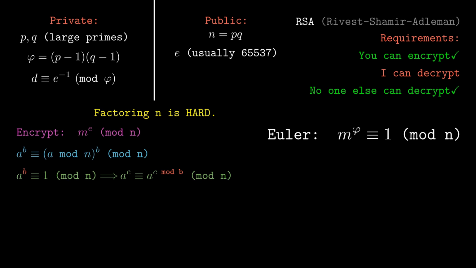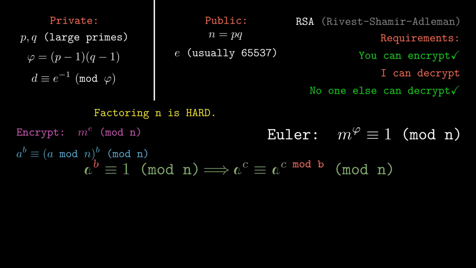There's also a small caveat that m has to be coprime to n for Euler's theorem to work. But p and q are so large that the chance that m and n aren't coprime is essentially 0. Does m to the phi congruent to 1 ring any bells? We have something to the power of something is congruent to 1 mod n. That looks suspiciously like our little time-saving trick.